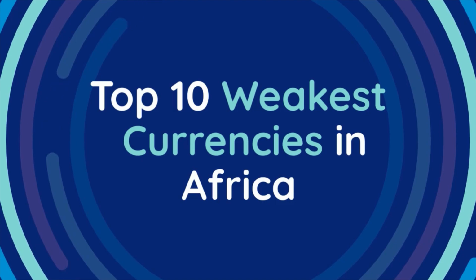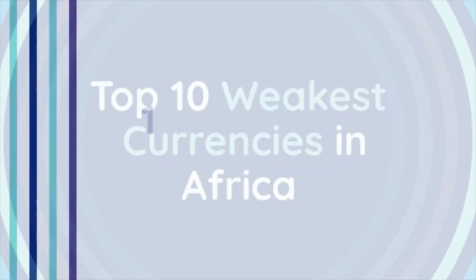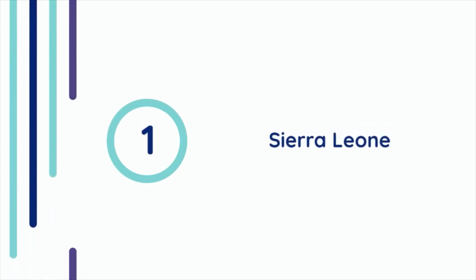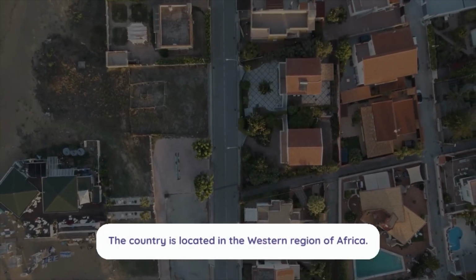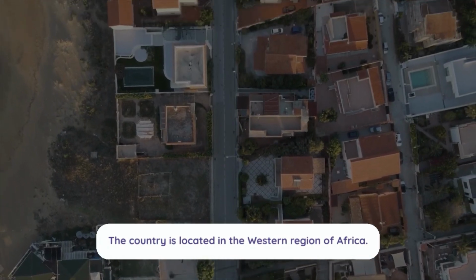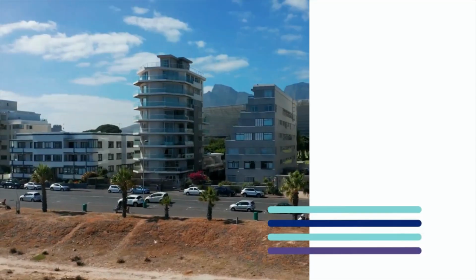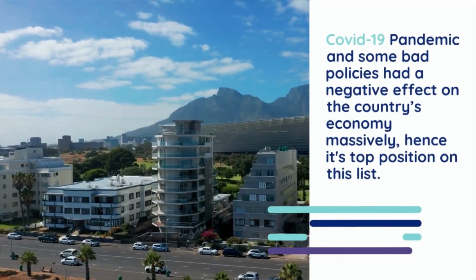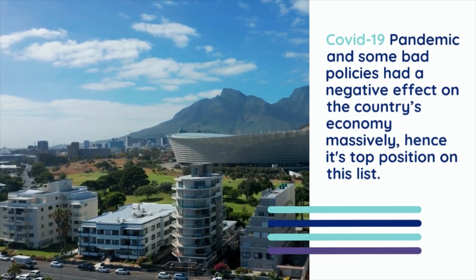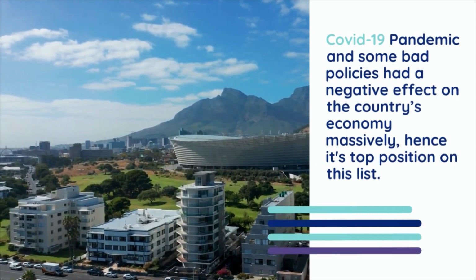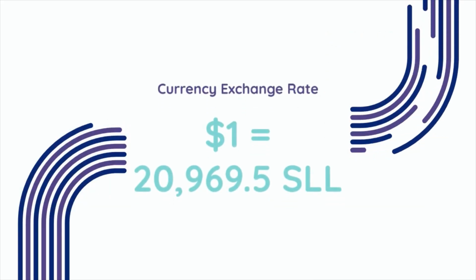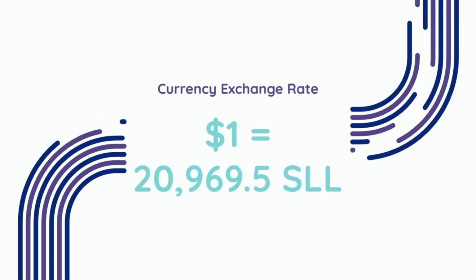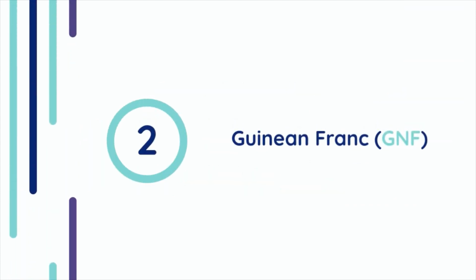Top 10 weakest currencies in Africa. 1. Sierra Leone. The country is located in the western region of Africa. The COVID-19 pandemic and some bad policies had a massive negative effect on the country's economy, hence its top position on this list. Currency exchange rate, $1 equals 20,969.5 SLL.